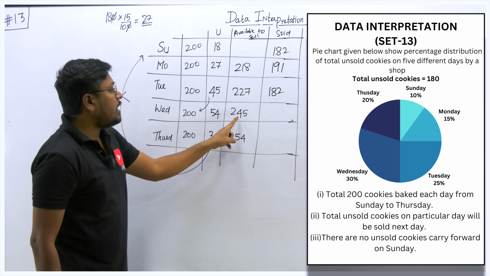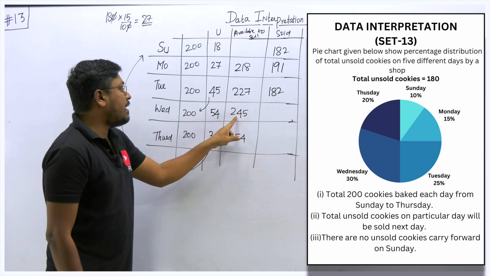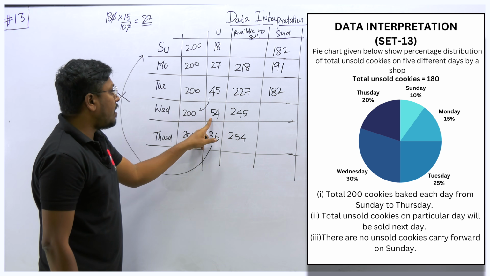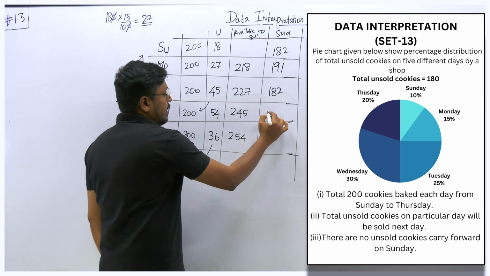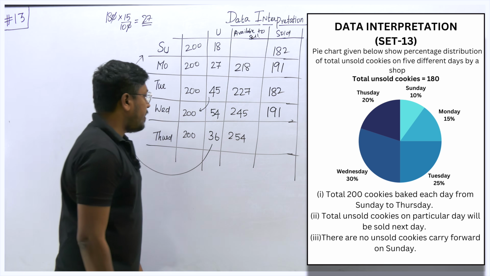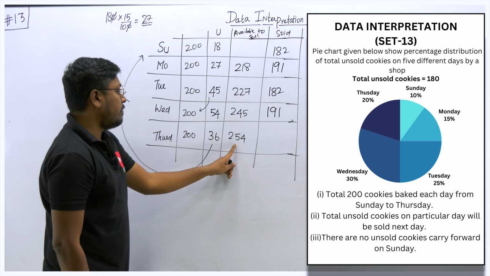Similarly, next day 245 will be the total number of cookies available. Out of this available, 54 cookies were unsold. So 245 minus 54 will be 191, right? Okay, so next, 36 will be unsold, 254 will be sold.